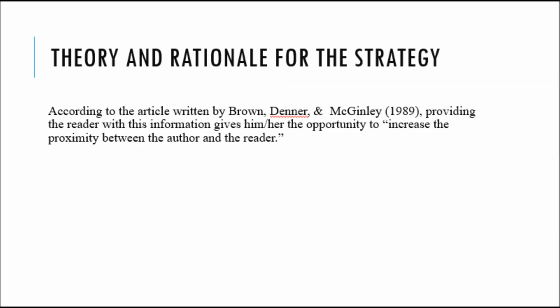Theory and rationale for the strategy. According to the article written by Brown, Denner, and McGinley, 1989, providing the reader with this information gives him or her the opportunity to increase the proximity between the author and the reader. By providing the reader with this information, he or she can begin making a prediction of how the characters are and how this might affect the story.